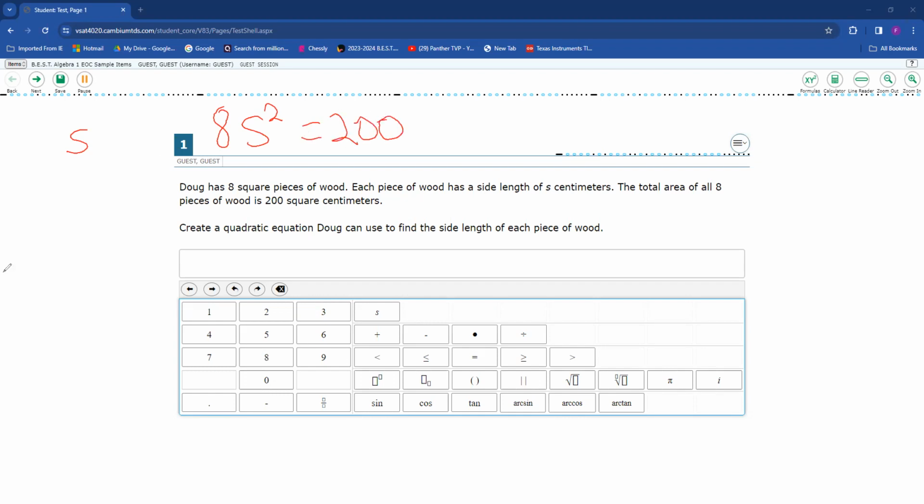And you would use the keyboard here, the keys, to type A. You would type A, then the letter S, then you raise it here, put a 2, equals 200 using the keyboard, and that is all. It doesn't ask us to solve. We could solve for S, but we'll do that maybe at the end of the video.